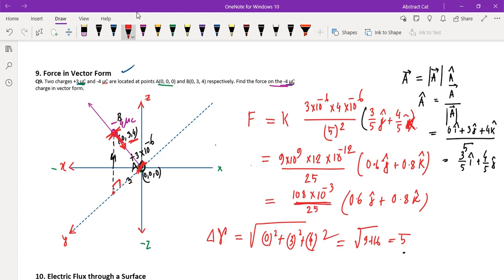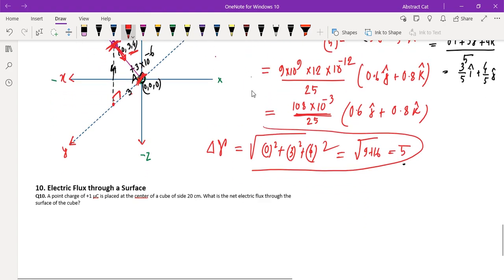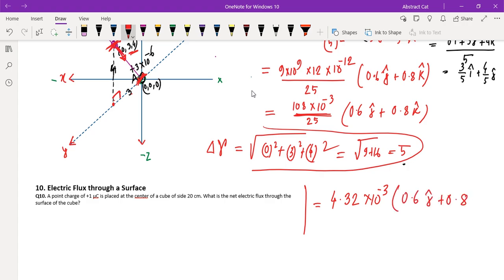So now, very easily, if you solve these with the help of a calculator, 108 by 25, you get 4.32. So 4.32 times 10 to the power minus 3, multiplied by 0.6 j cap plus 0.8 k cap.